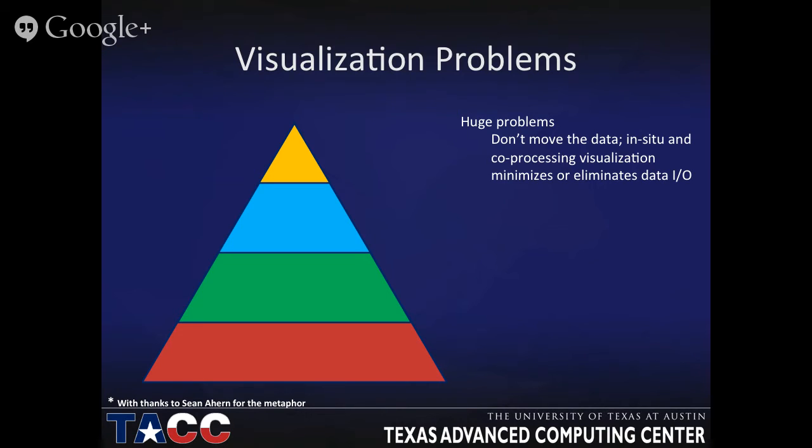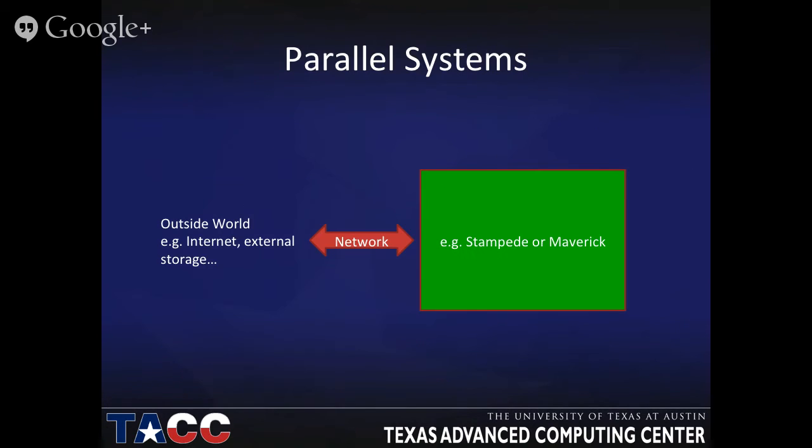So let's start thinking about what parallel systems really are and how we use them. From the outside world, when you log into Maverick or Stampede, it's really just a box you SSH into and do your work. So it's kind of a black box, or in this case, a green box. But it's important to know what actually happens inside that green box. So I'm going to do a very quick overview of what parallel systems are now, so that we can talk later on about what is involved in doing visualization on them.